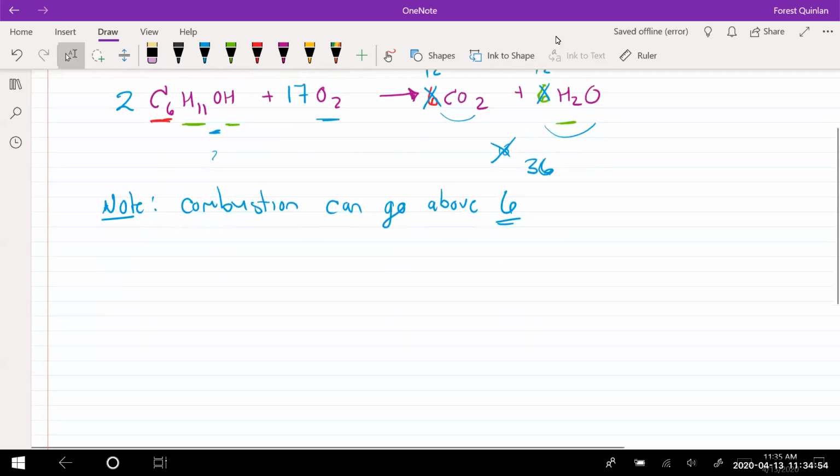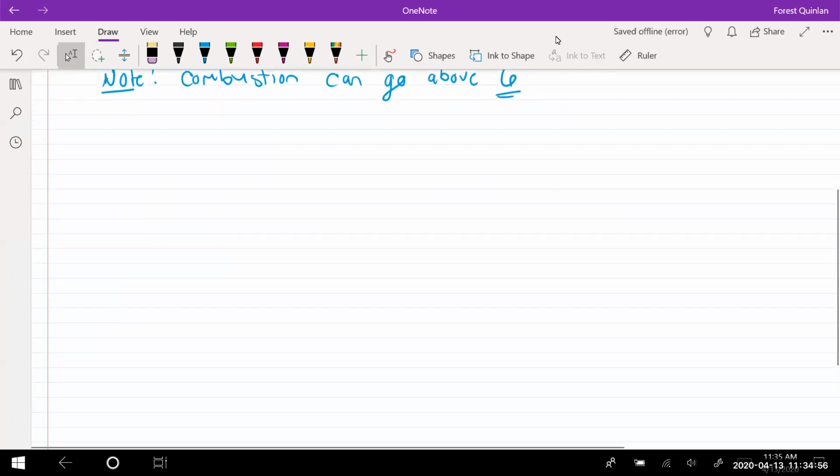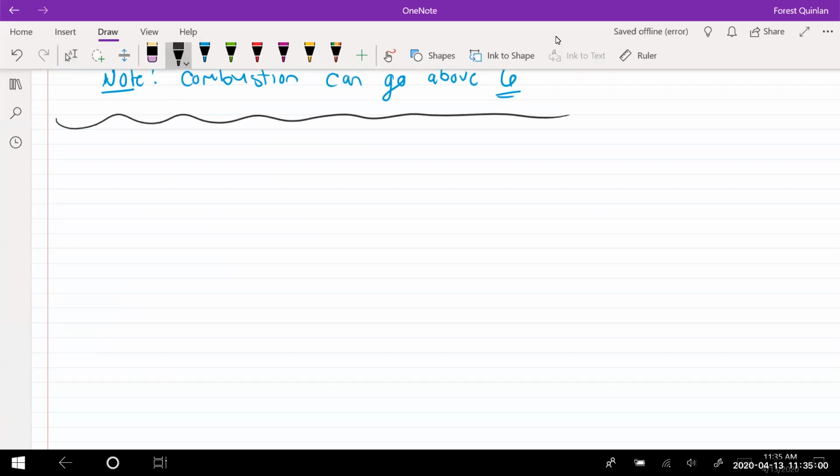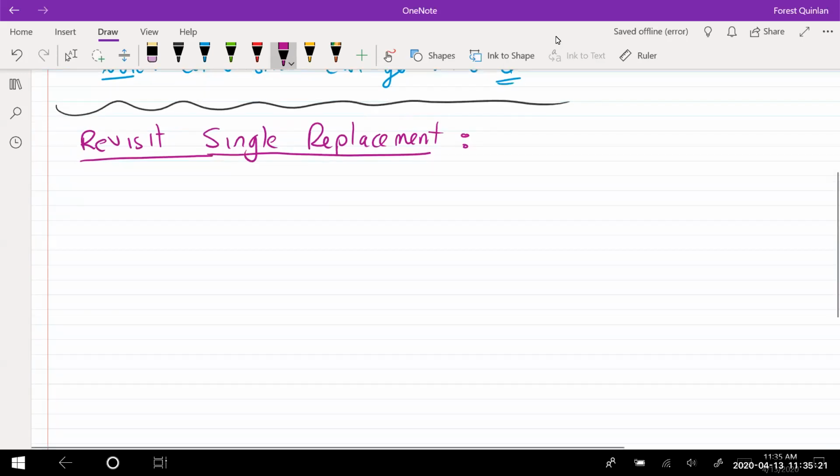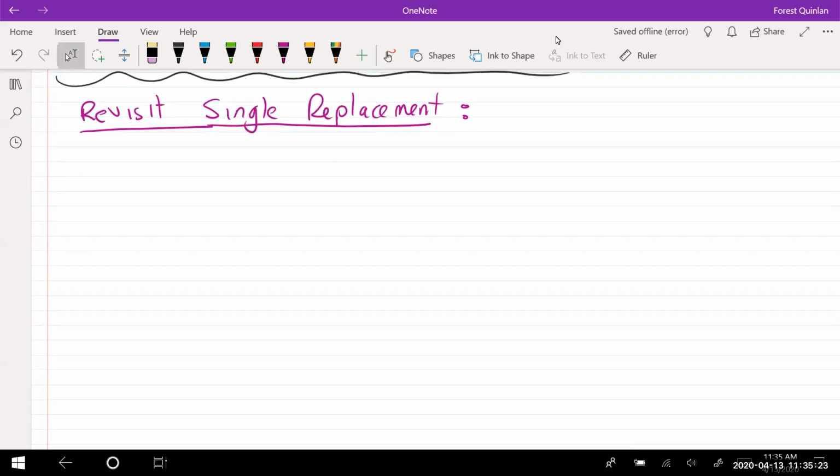I do want to make a little side jaunt here back to single replacements. I want to revisit single replacements. It's 12 o'clock. Thank you for 12 o'clock. So the reason why I want to revisit the single replacement is the following.